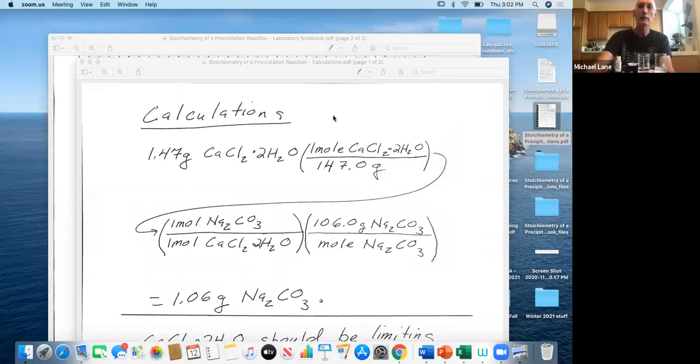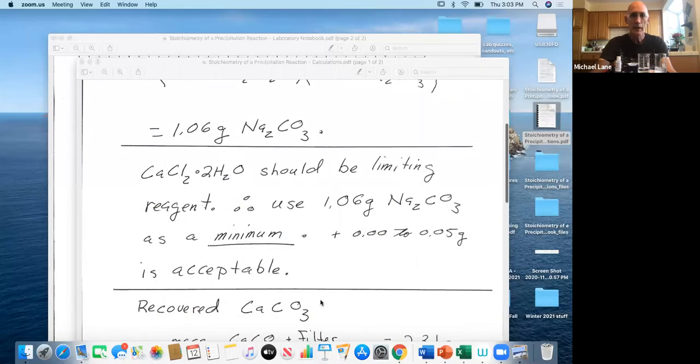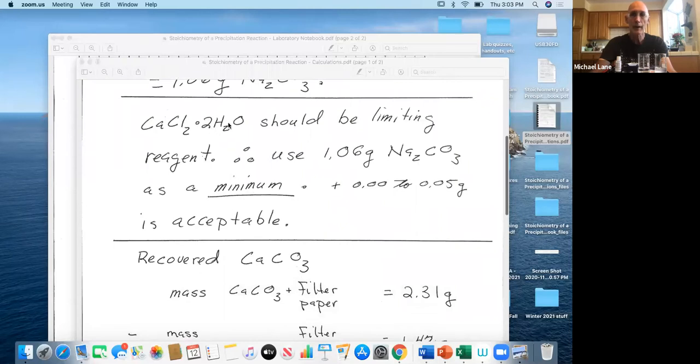And here we go. You are now seeing the calculations based on the amount that I actually used. So I actually used 1.47 grams. This is a simple conversion, of course, to moles of calcium chloride. Here's the 1-to-1 ratio of sodium carbonate to calcium chloride in the balanced reaction, and the formula weight of sodium carbonate. So this tells me that if I wanted the exact amount of sodium carbonate to react, I would want 1.06 grams. Well, as I said, I want this set up so that the calcium chloride dihydrate is the limiting reagent. So when you weigh out the sodium carbonate, in my example, it's 1.06 grams. Whatever you get, it's of course going to be close to this value.